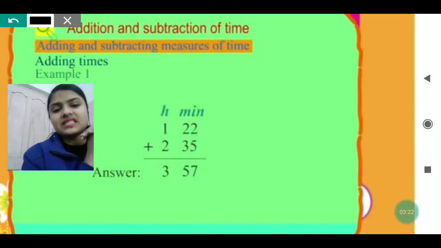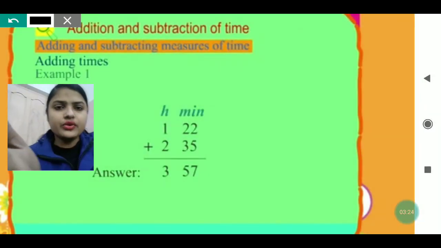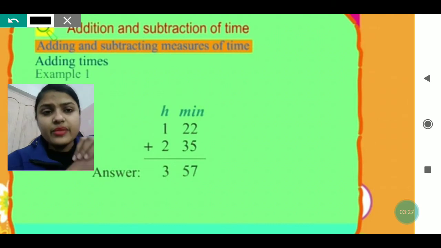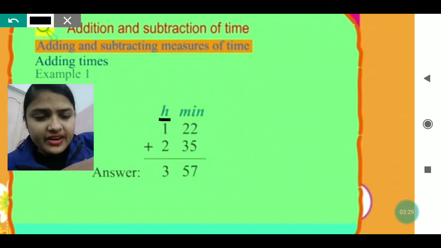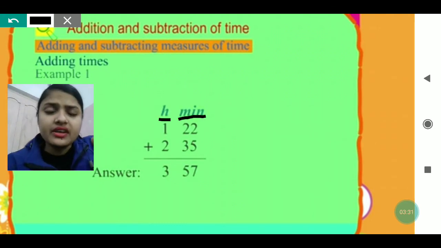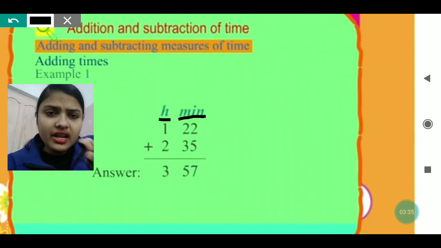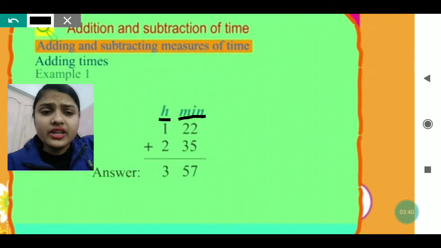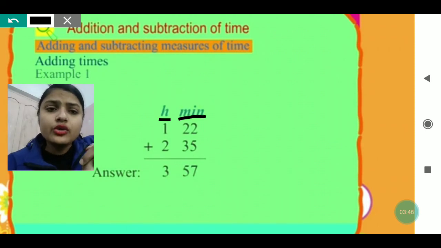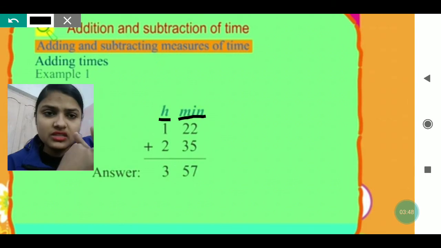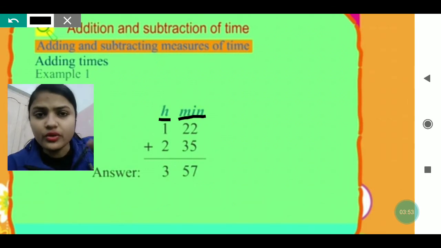This is the simplest example which I have taken for you. In this, I have made two columns. In one column I have written hour and in the other I have written minute. I have written the numbers accordingly. One was given in hours, so I have written 1 just below the hour. 22 was given in minutes, so I have written 22 just below the minutes. In the same way, 2 is written in hours, so I have written 2 just below 1, and 35 is given in minutes, so I have written that just below 22.